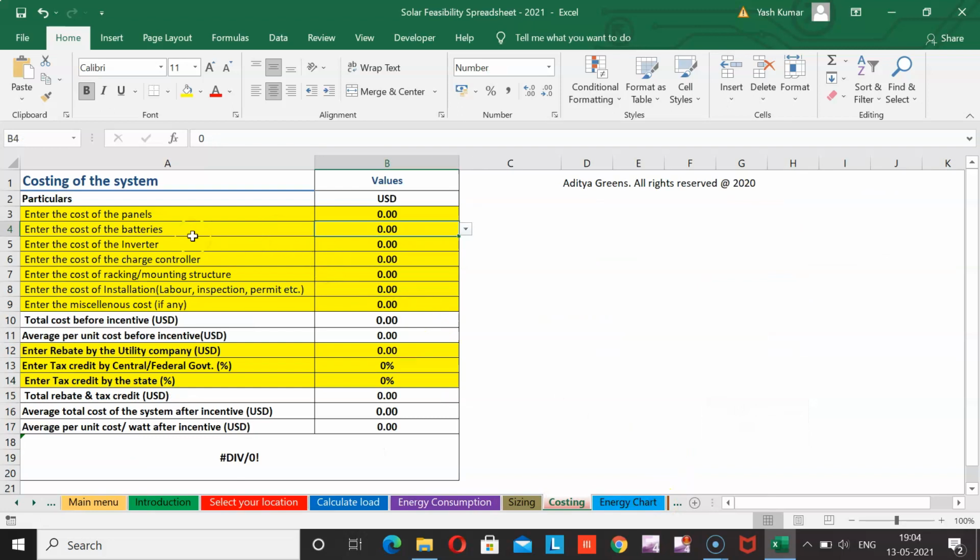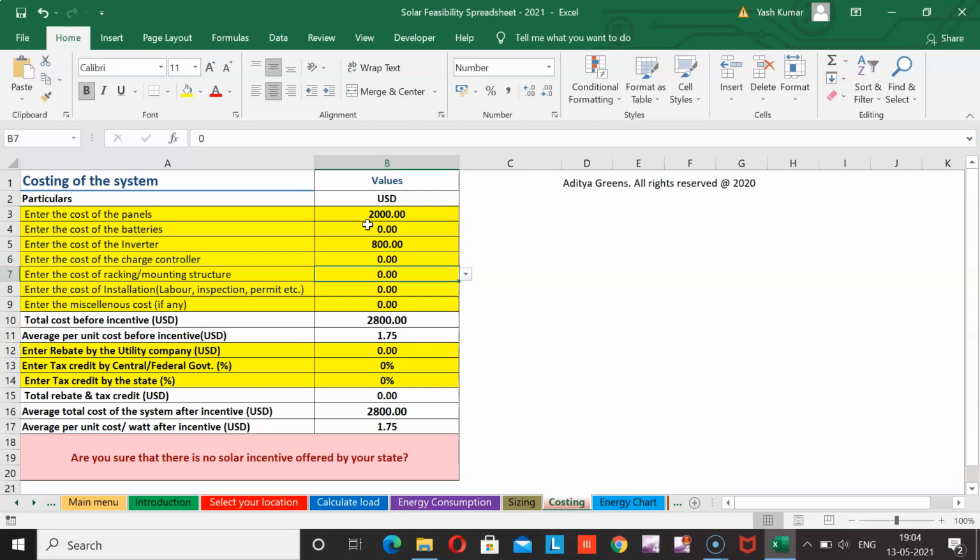Under costing section, you will be writing the cost that you have incurred while purchasing the overall solar power system and installing on the rooftop. Enter the cost of the panels. Say cost of the panels are $2,000. Cost of batteries are not required. I do not need a battery backup, so I will not write any value here. That is 0. Cost of inverter, say $800. Cost of charge controller is not required. Charge controller is required when there is a battery backup.